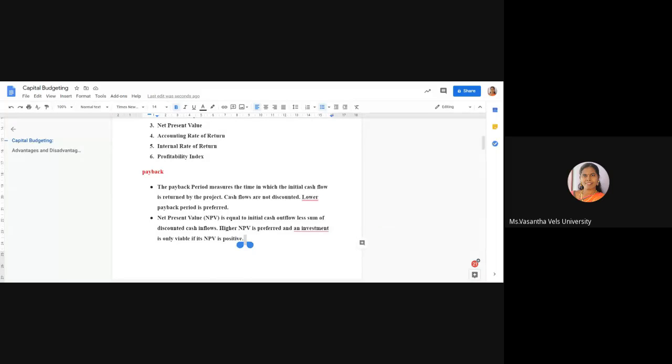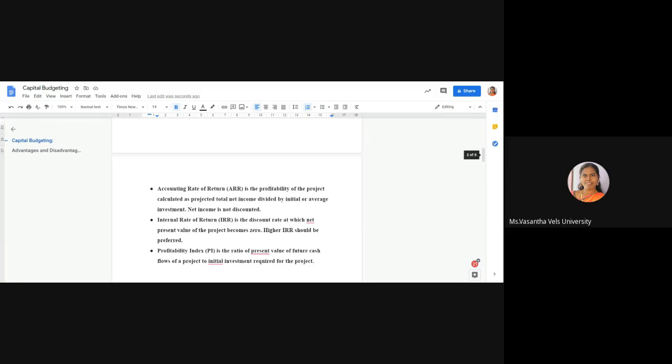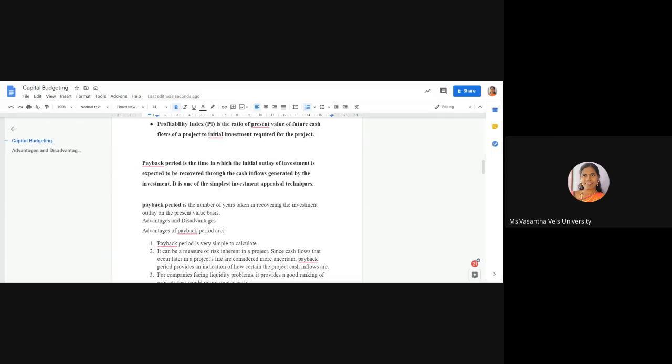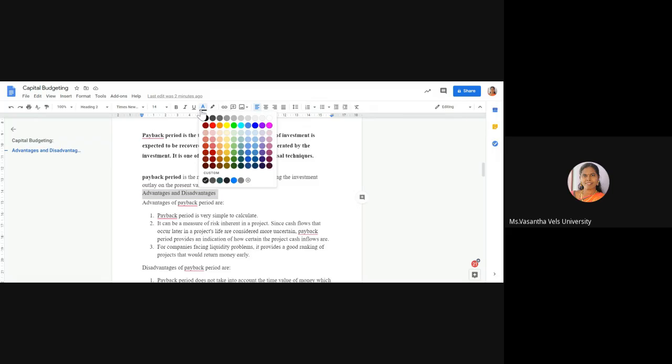We'll see one by one. Today, I want to concentrate only on payback period. Other methods we will do in the forthcoming sessions. So payback period, again repeat, is the time in which the initial outlay of the investment is expected to be recovered. So how many years will it take to get back our investment? So what are the advantages and disadvantages of this method? One of the first things, it is very easy to calculate.